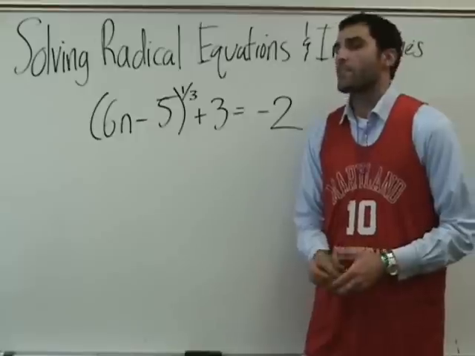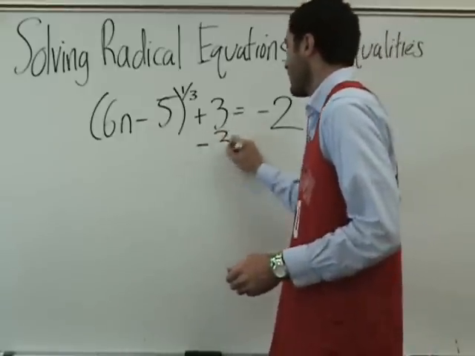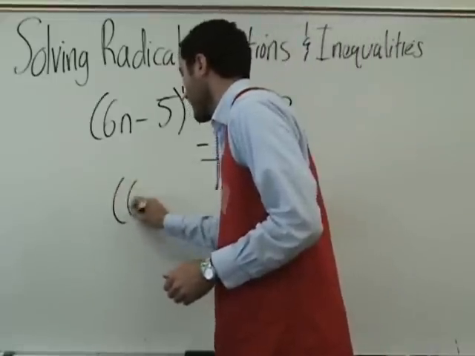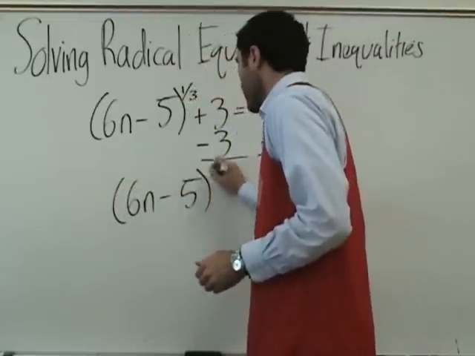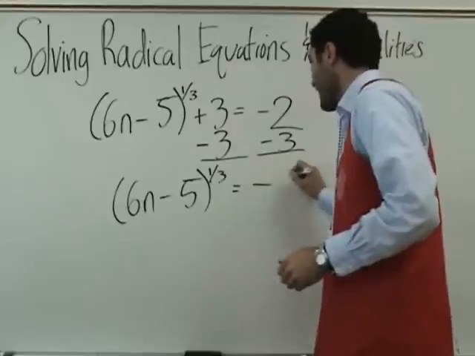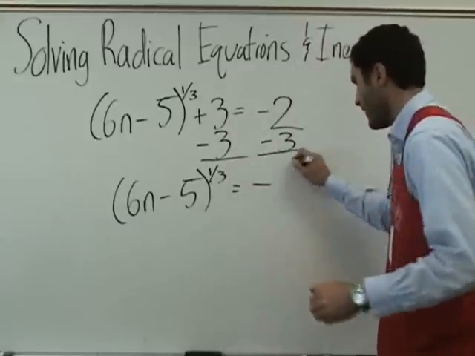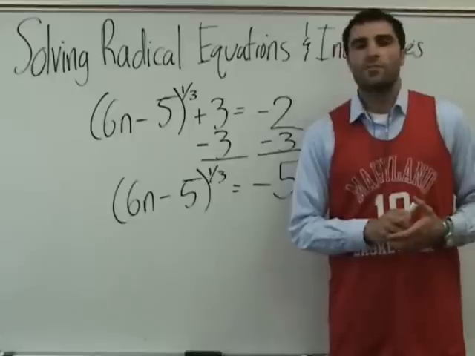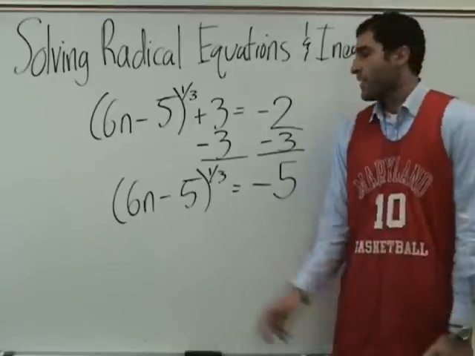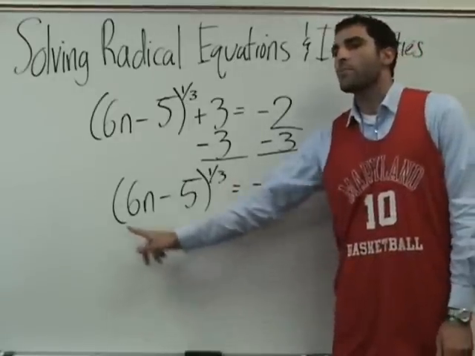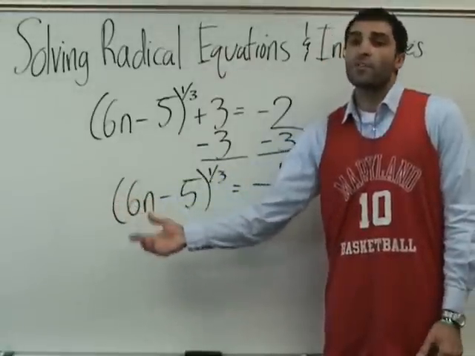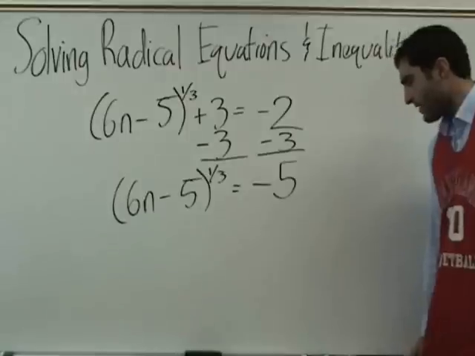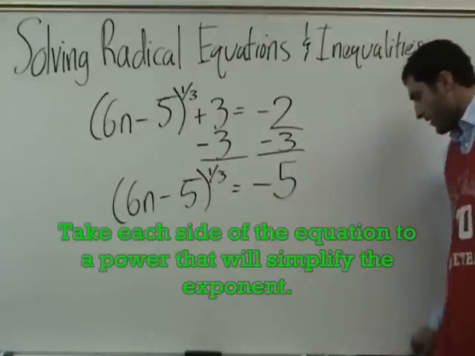What do we do to both sides? Subtract 3. Very nice. 6 and minus 5 to the 1/3 equals negative 5. Good eye. Now, to get rid of a square root, we squared both sides. Remember, we talked about this being a cube root. You take the denominator and put it here. Or it's to the 1/3. What do we do to both sides? You cube both sides to get rid of the 1/3.